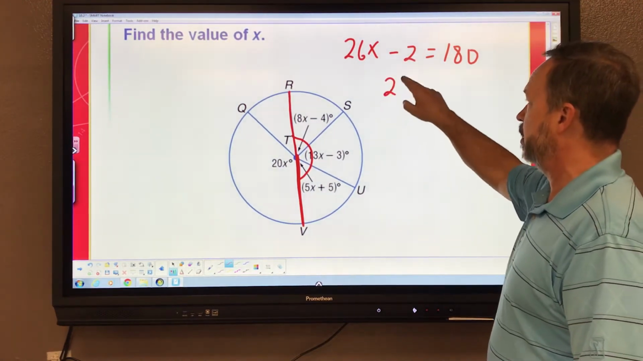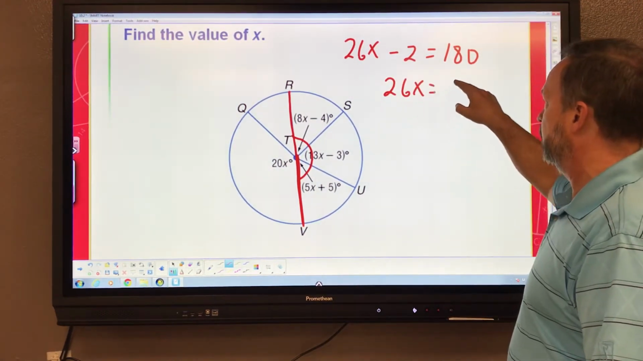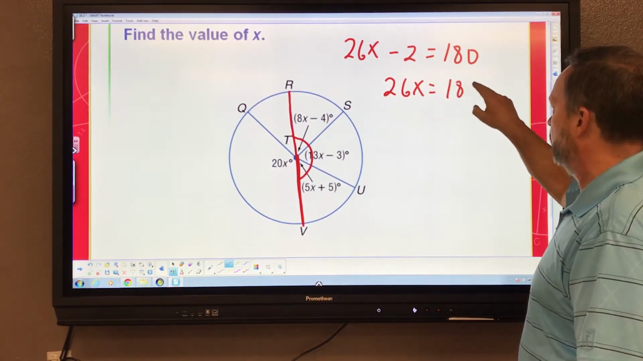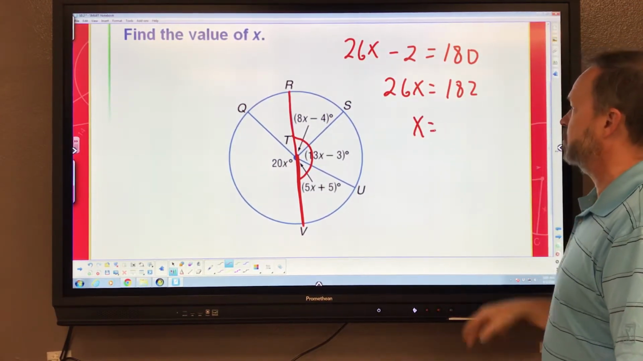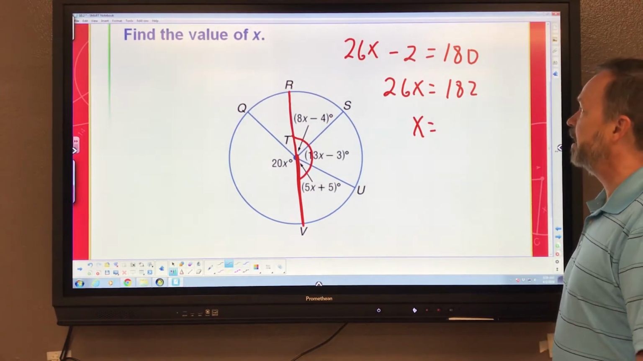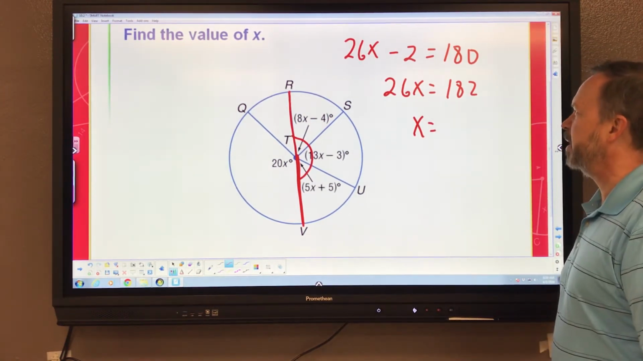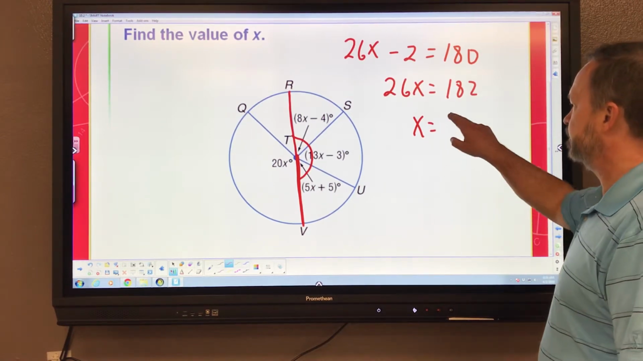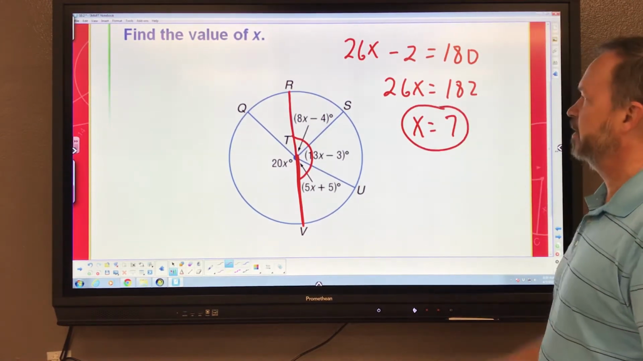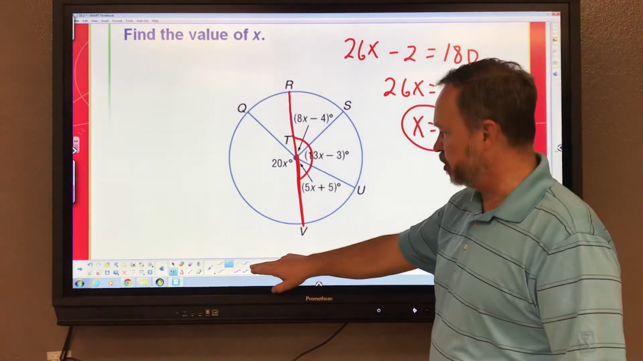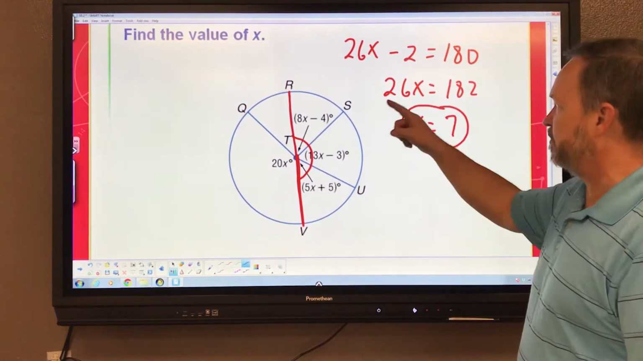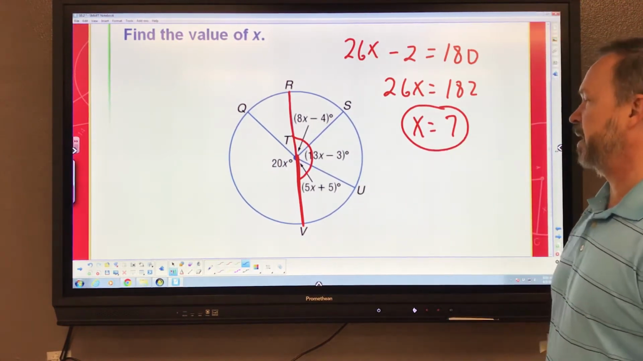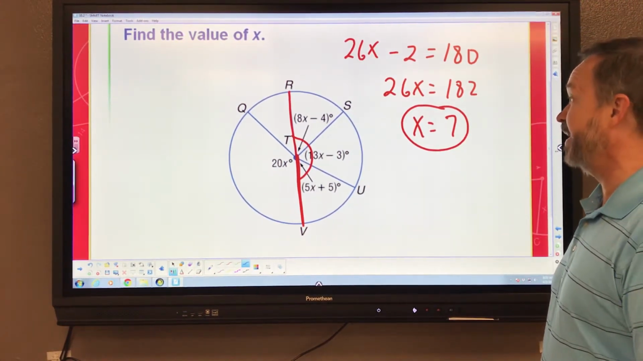So when we do a little bit of arithmetic here, a little bit of algebra, I guess, you add the 2, and then you divide both sides by 26, and that ends up being 7, I believe, 7. Now one of the things that you could do real easily is put the 7 back in here and see how these things all work out, and then you would be able to confirm that it really did add up to 180.